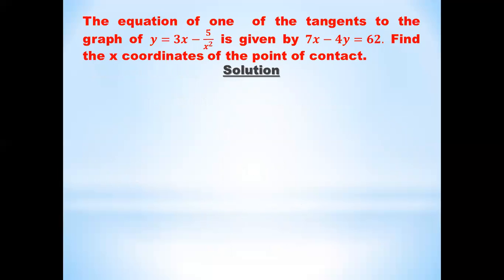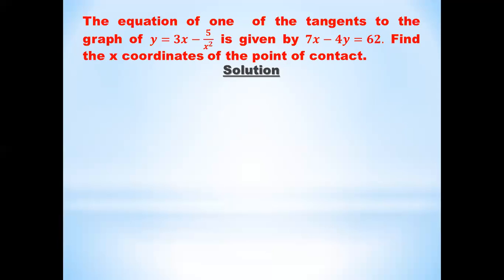Now, let's look at this question. The equation of one of the tangents to the graph of y is equal to 3x minus 5 over x squared is given by 7x minus 4y is equal to 62. Find the x coordinates of the point of contact. Now, there are two equations here. The first one has a square of x. It is a curve. The second one has an exponent of 1. It is a linear equation. So the linear equation is the tangent here, which meets the curve at a particular point.